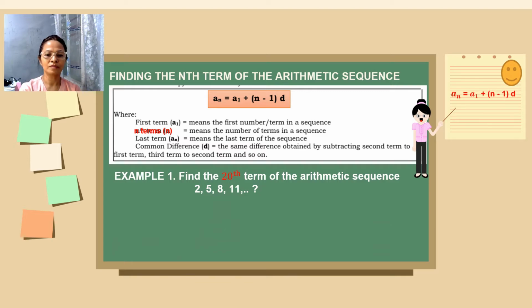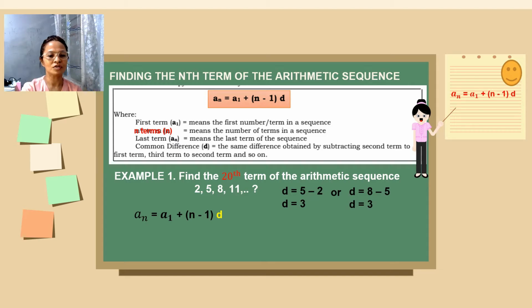Example. Find the 20th term of the arithmetic sequence 2, 5, 8, and 11. So what is the 20th term? Solution. First, we will find the common difference because this is an arithmetic sequence. Therefore, it has a common difference. So we can use 5 minus 2 to find the common difference, or we can use 8 minus 5, or we can use 11 minus 8.